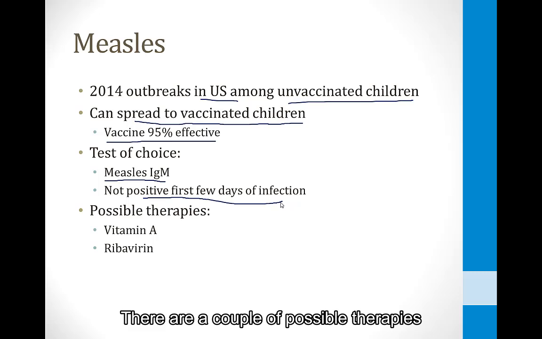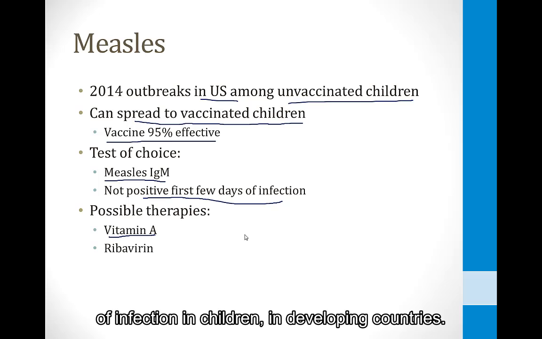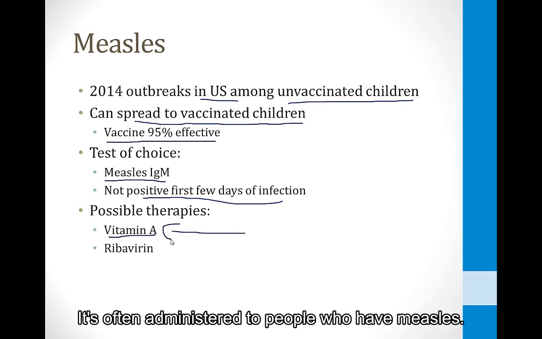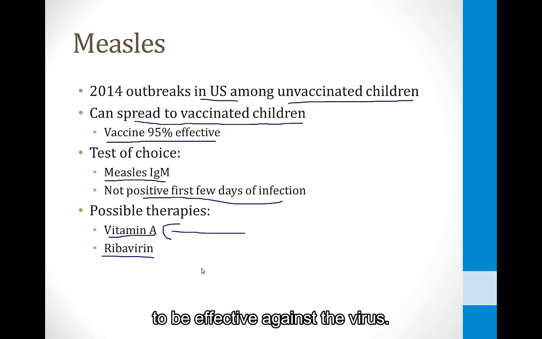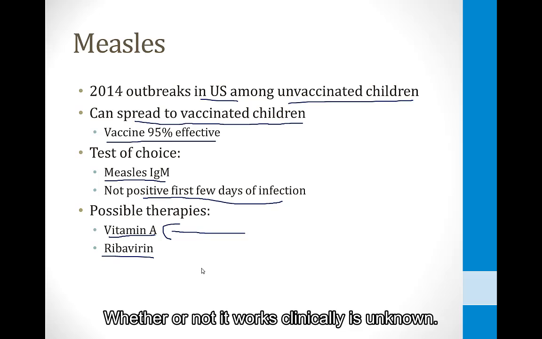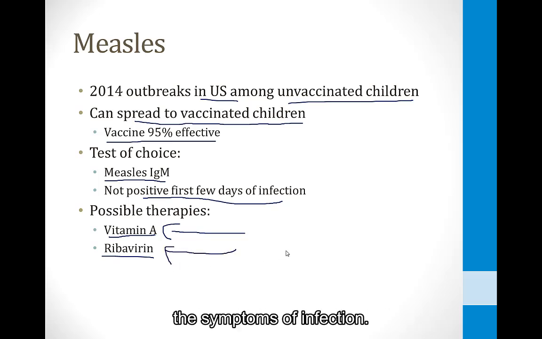There are a couple of possible therapies you can use to treat a measles infection. Vitamin A has been associated with reduced severity of infection in children in developing countries. It's often administered to people who have measles. And then ribavirin has been shown in vitro to be effective against the virus. Whether or not it works clinically is unknown. There aren't any clinical trials, but it is often tried in an attempt to limit the symptoms of infection.